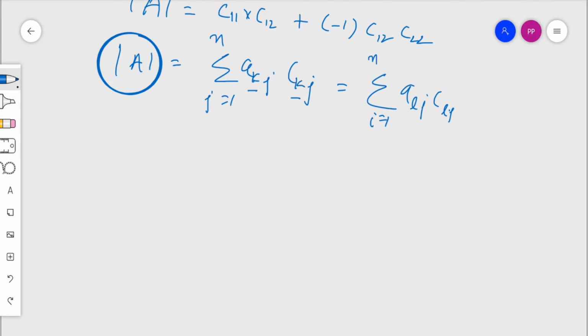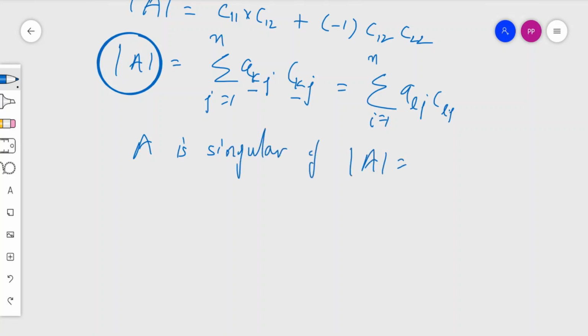So there is a concept of singular matrix. Most of the times we study in the context of control systems, and very much used in this syllabus is the singularity of a matrix. So a matrix is singular when its determinant is 0. So matrix A is singular if determinant of A is 0. It means a non-singular matrix is one whose determinant is not 0.